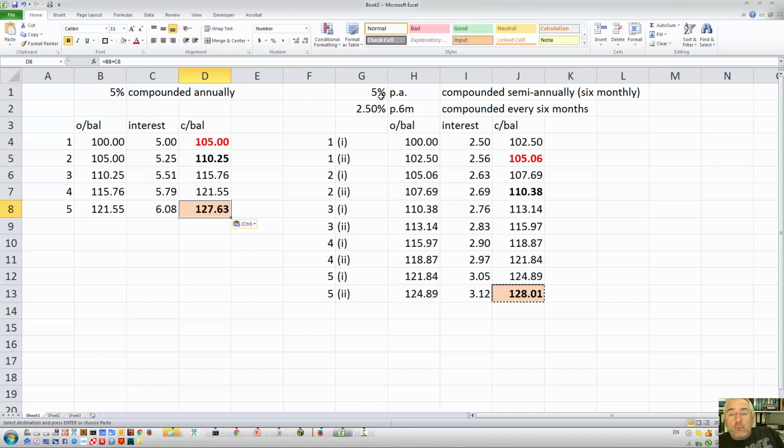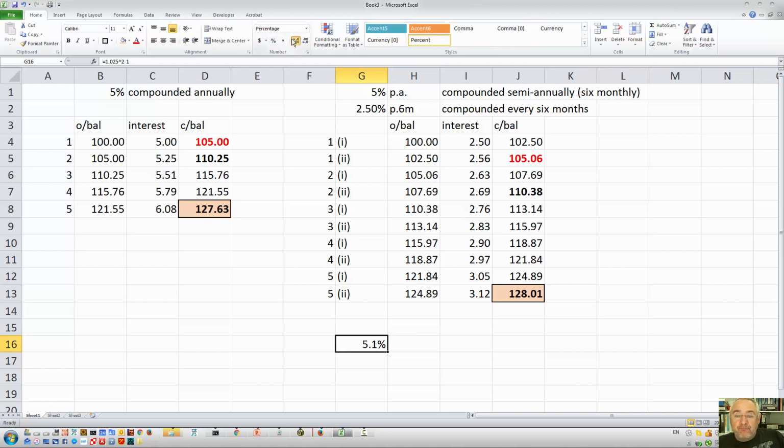And remember, when somebody tells you 5% per annum compounded semi-annually, they really mean 2.5% per 6 months. What is 2.5% per 6 months really annually? It's 1.025, that's 2.5%, squared. Take off 1. It's actually 5.06%. Let's just set that up as a percentage. So by compounding semi-annually, you're getting even more.